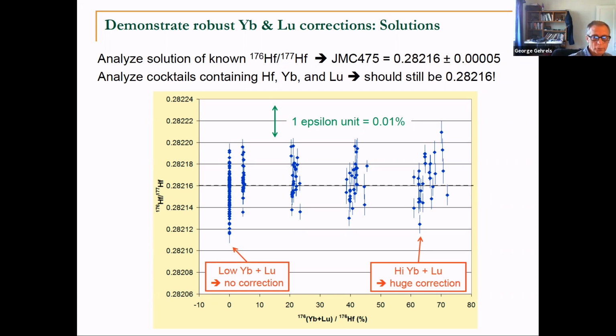One of the things that we do is we put a solution into the mass spectrometer. So not a zircon, we have a solution that we know the hafnium isotope concentration in. We make a cocktail out of this hafnium solution. We put different amounts of lutetium and ytterbium in there. We know what the ratio of that solution should be, 28216. This is another one of those magic numbers. If you're having a good day, then you're talking about 28216. If you're having a bad day, oh, it's 28223 or 28214. Life is not good if you're in that world. So you're hoping for 28216.